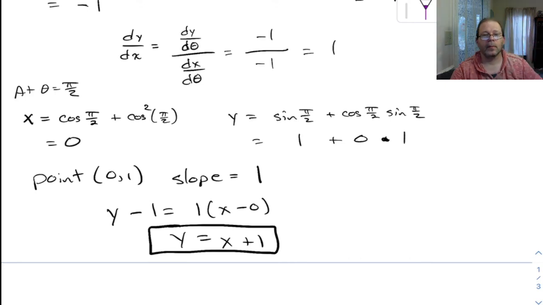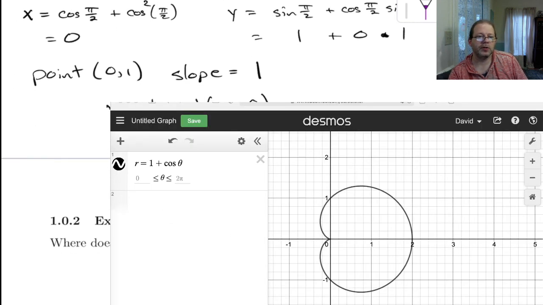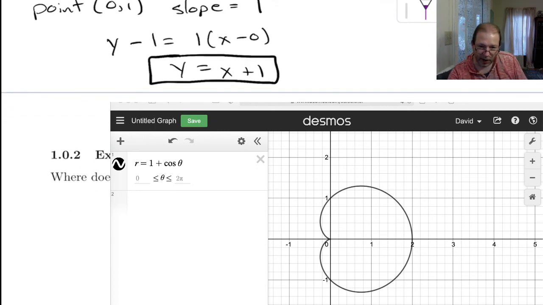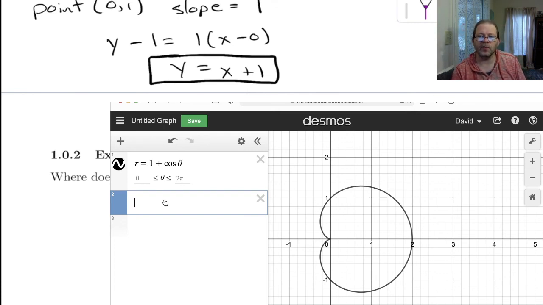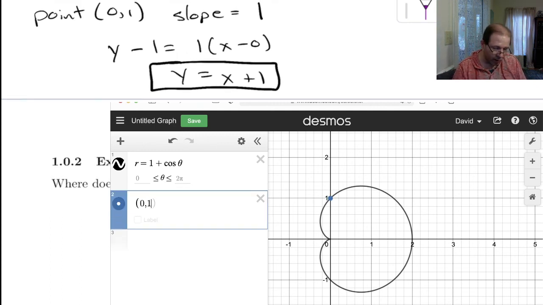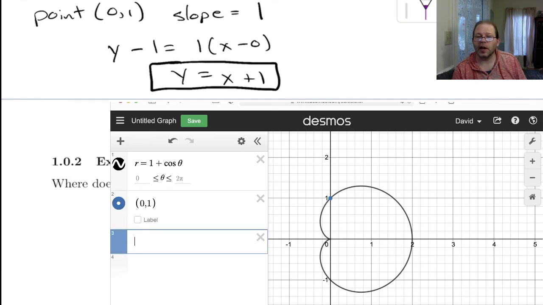All right, let's graph this and see how it looks. Now, if I turn Desmos on, I've already got the picture, the graph drawn. If I graph y equals x plus 1, well, first of all, what's the point we're looking at? We're looking at the point where theta is pi over 2. That's going to be straight up the y-axis. So we're looking at this point right here. And I guess we did just figure out what the point was. It was 0, 1. So we're trying to find the tangent line that goes through that point. And the tangent line we came up with was y equals x plus 1. And sure enough, that's the right one.